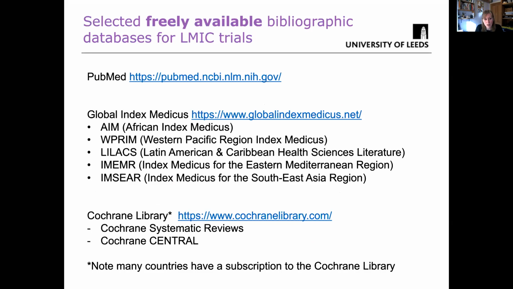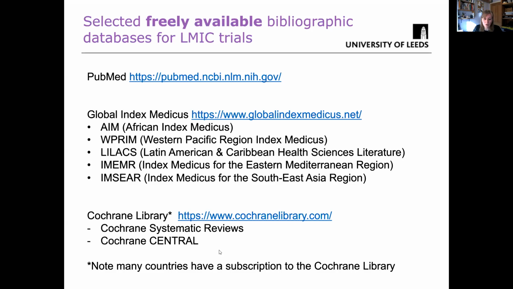But we also use the regional databases within the Global Index Medicus. Global Index Medicus is an overarching database within the World Health Organization website. You can get to it through there or using this link that I've posted up here. It covers databases from different regions, so we have the African Index Medicus, Western Pacific region, Latin American, Caribbean, and so on. You can either search those individually or search all of them together. It depends on your question and the area you're interested in as to which of those regions you think will be useful for you.